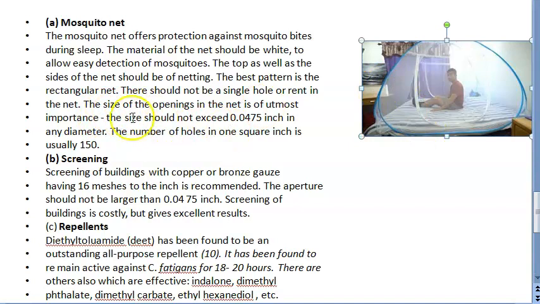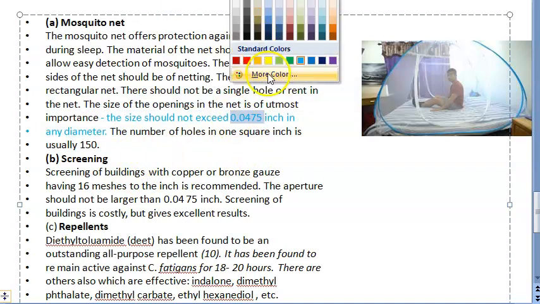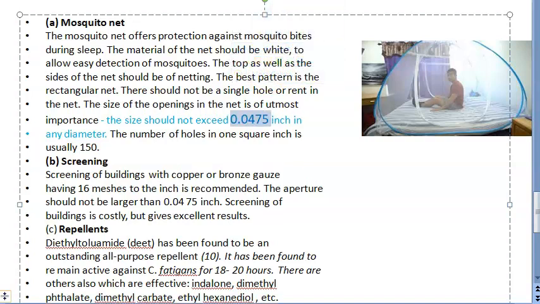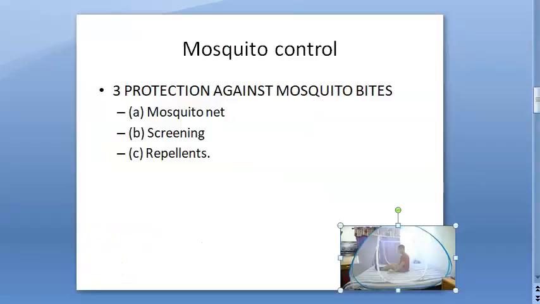This is what you have to write. Everybody, even a first standard child, will write mosquito net for mosquito control. You have to write the size should not exceed 0.0475 inch in any diameter. 0.0475. This is the number you have to remember today. Today the whole day you will say it. What will you say? 0.0475 of what? Inch. That should be the diameter.